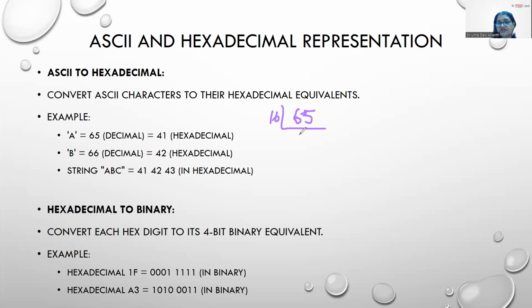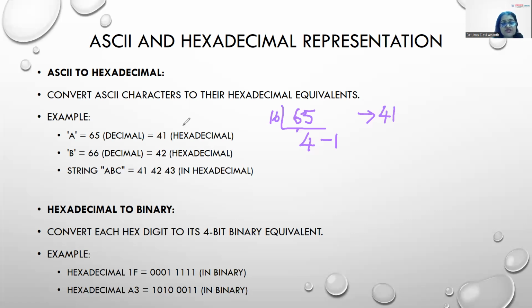65 divided by 16. 16 will go 4 times. Remainder is 1. 16 4s are 64. So 65 minus 64 is 1. So 4 1. So 65 is represented as 41 in hexadecimal. 66 is the ASCII code for the letter capital B, and that is 42 in hexadecimal.